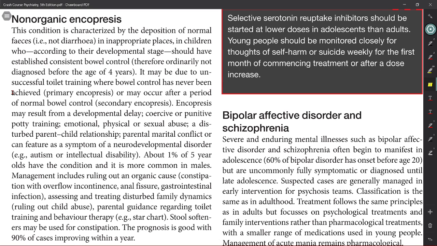Encopresis may result from a developmental delay, coercive or punitive potty training, emotional, physical or sexual abuse, disrupted parent-child relationship, parental marital conflict, or can feature as a symptom of a neurodevelopmental disorder like autism or intellectual disability. About 1% of 5-year-olds have the condition, and it is more common in males.